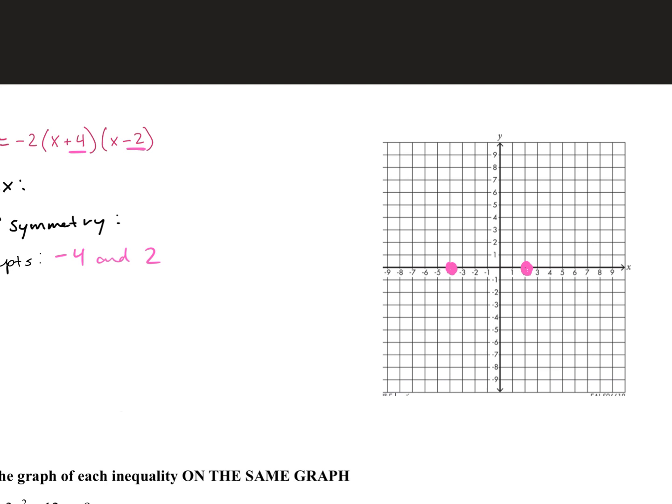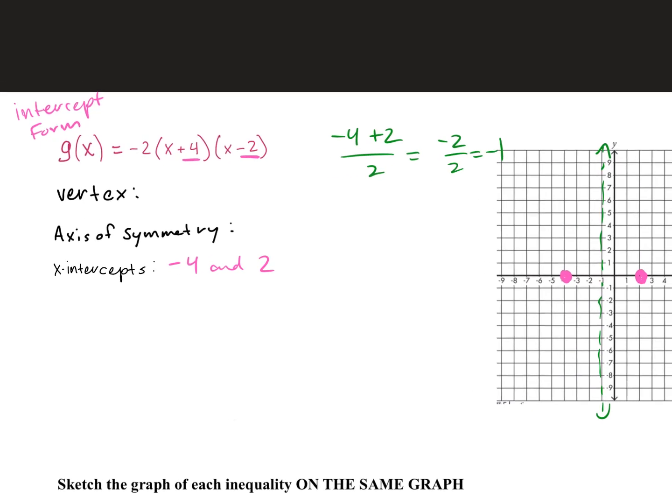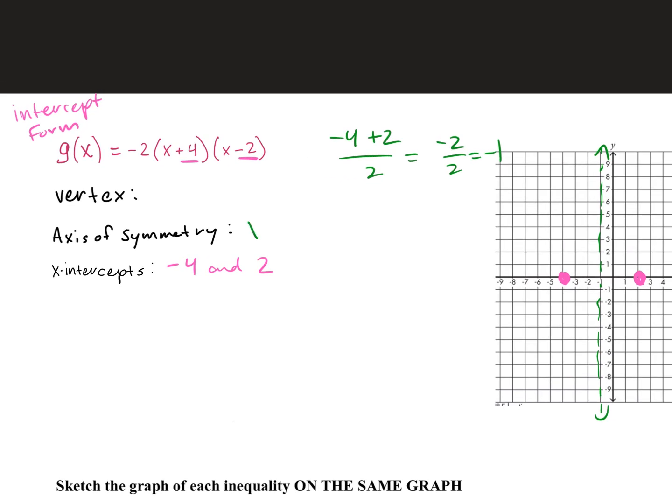Now our vertex and our axis of symmetry is going to fall right in between those. So to find out where my x value is in my vertex, I'm going to add these two numbers together and divide by 2. So -4 plus 2 divided by 2. So we get -2/2, which simplifies to -1. So my axis of symmetry is x is equal to -1, right in the center of those two points. Your axis of symmetry is always going to fall in between those two numbers, so add them together and divide by 2.